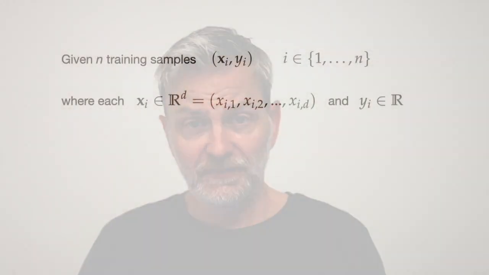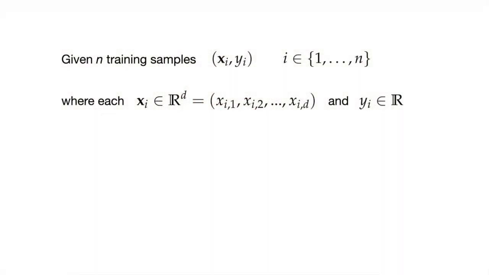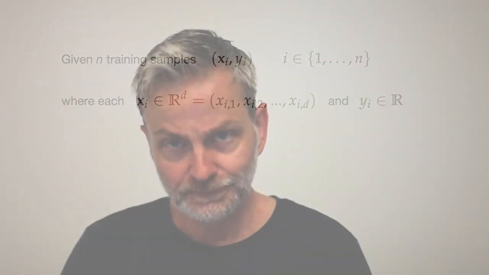Let's begin by formalising this notion of a linear model with a bit of notation. So, assume we have a training set of n samples, and each sample consists of a pair x, which is a d-dimensional vector of d real numbers, and y, which is a single scalar real number. For the time being, we're going to limit ourselves to the scalar output case.